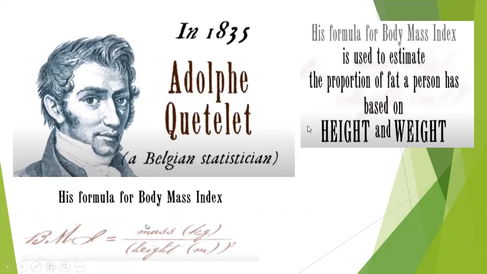His formula for body mass index is mass over height squared. Okay, his formula for body mass index is used to estimate the proportion of fat a person has based on height and weight.